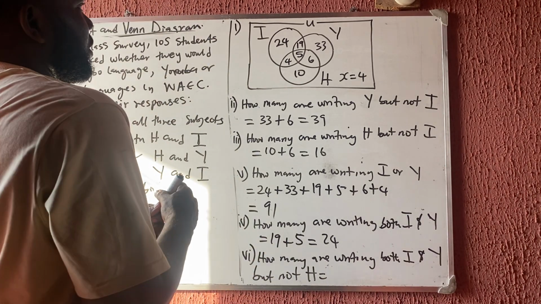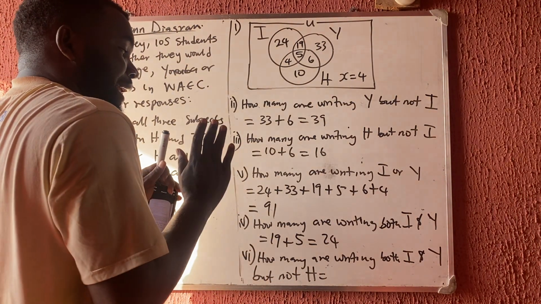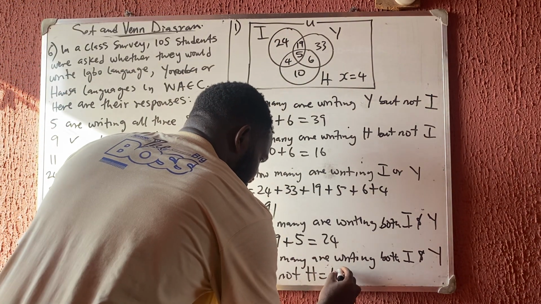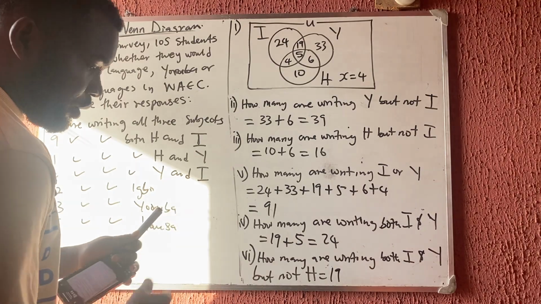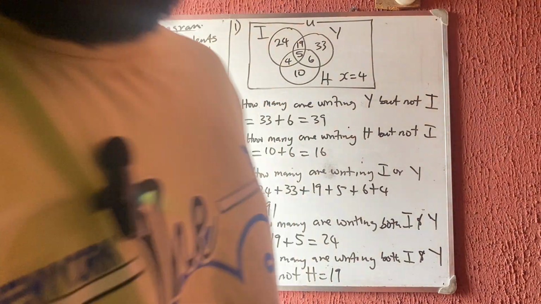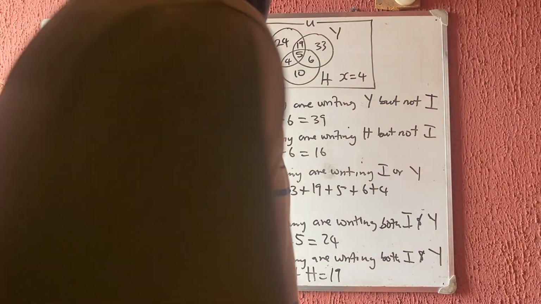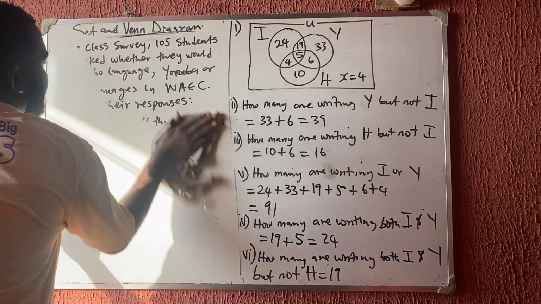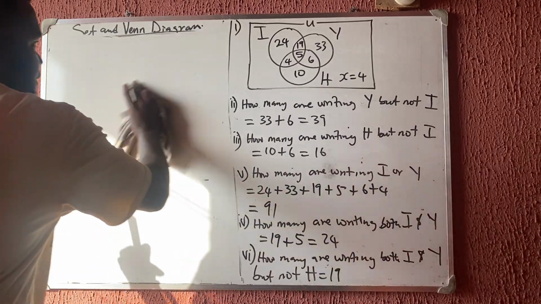Now, which means the people that are writing only Igbo and Yoruba, which is 19. So the answer here is 19. So we are done with this particular question. Let me check if my time is still moving. Very good. So we'll move to the next question, question number 7. This is critical. You need to think.